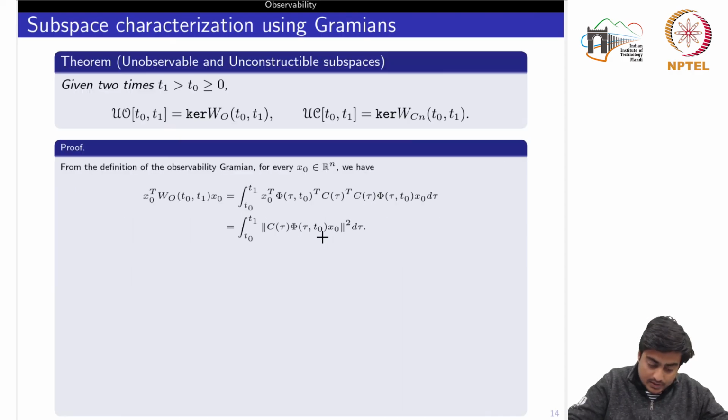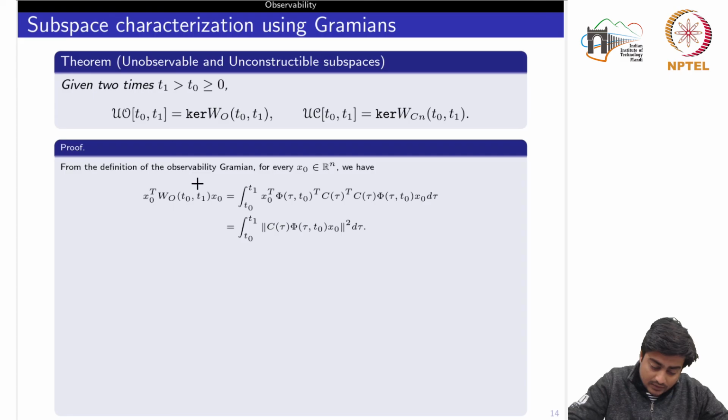Right. So based on these gramians, we can give our first results, which characterize these subspaces. The first trivial method is to find all those x naught for which the previous equation is satisfied, that is C phi into x naught is equal to 0. Now if you want to characterize the entire subspace, that subspace is basically given by the kernel of the observability Gramian matrix WO. Similarly, the unconstructible subspace is equivalent to the kernel of the constructibility Gramian WCN. Okay, we can see a quick proof.